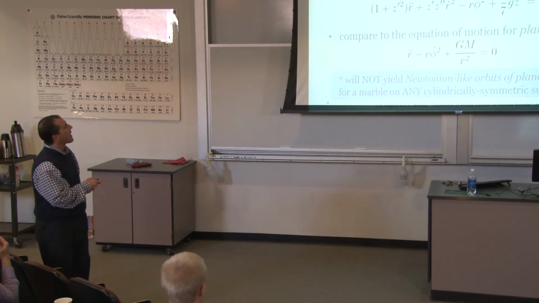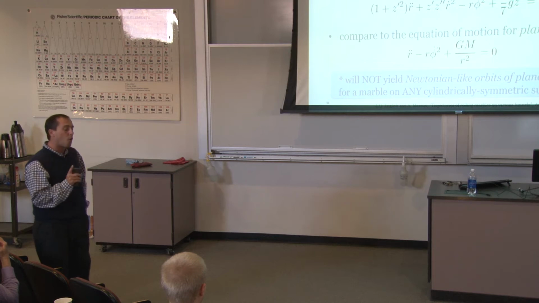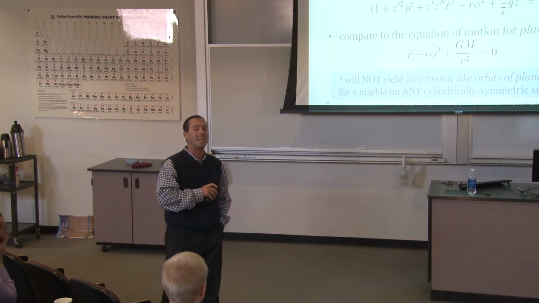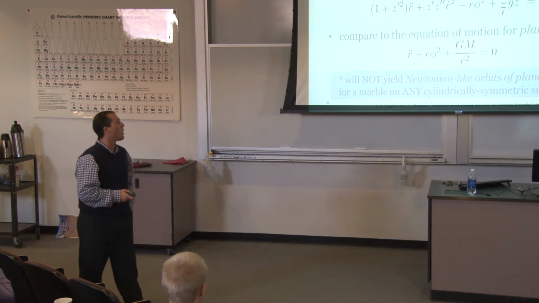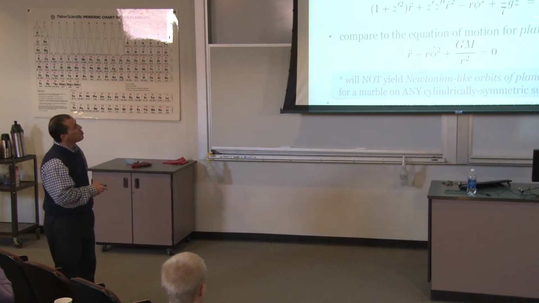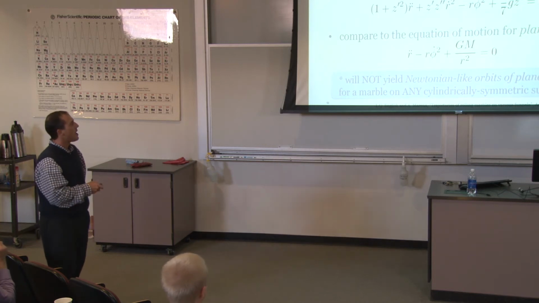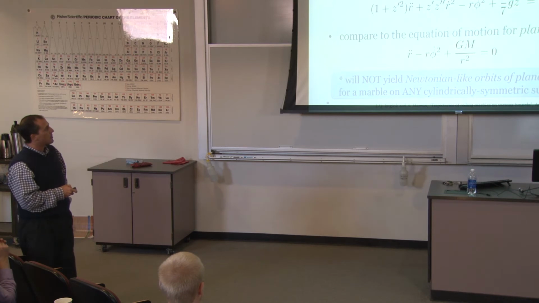So this is in fact the equation of motion for a marble rolling on a cylindrically symmetric surface without specifying anything about that surface whatsoever. Now I'm going to answer the question that I addressed on slide number 2. I'm going to compare it to the equation of motion for planetary orbits. This is a Newtonian theory. If I look at GR, I get an additional term. It doesn't matter. The point is the same either way.